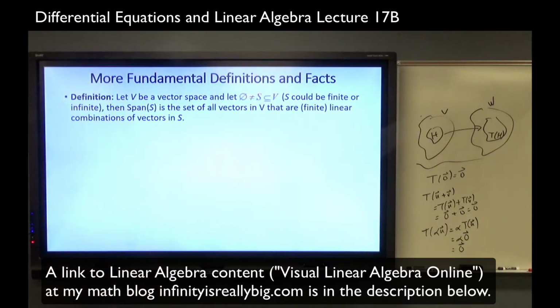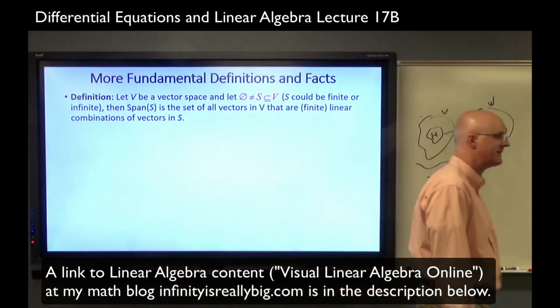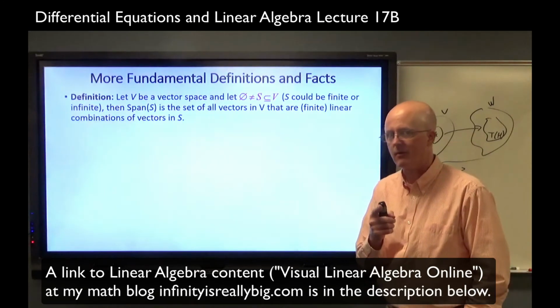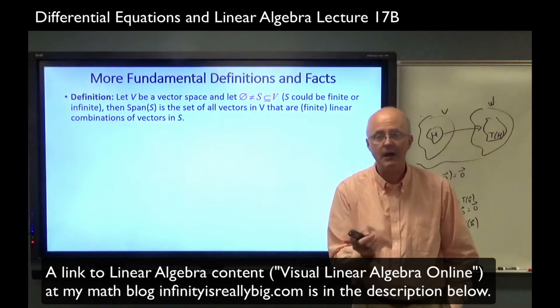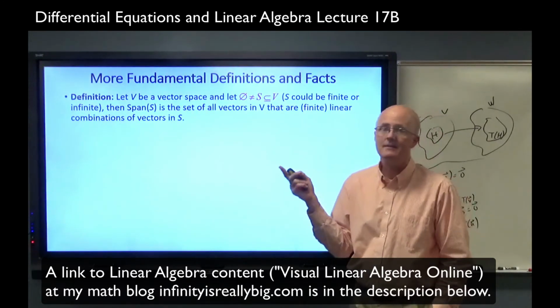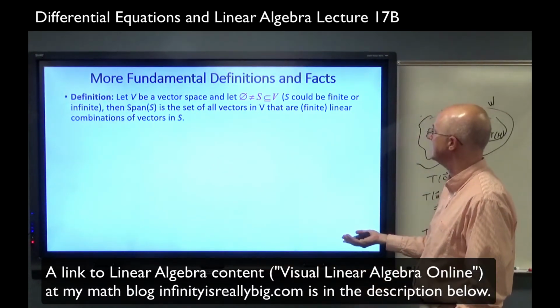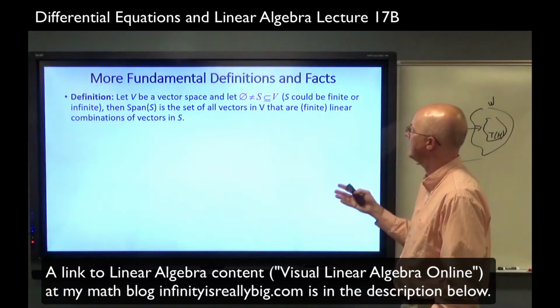Let V be a vector space, and let S be a non-empty subset of V. S could be finite, it could be infinite. I'm not specifying that ahead of time here. Span of S. We did define the span of a finite collection of vectors before. The span of a finite collection of vectors was the set of all linear combinations of those vectors. So this definition that I'm saying here does apply and gives the same thing when S is finite. But this still works when S is infinite. S itself may be an infinite set, but the span of S is the set of all vectors in V that are finite linear combinations of vectors in S.